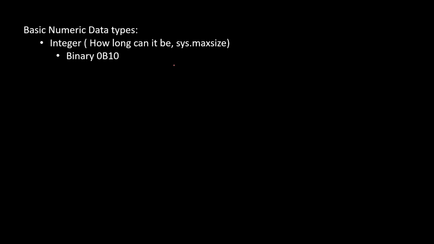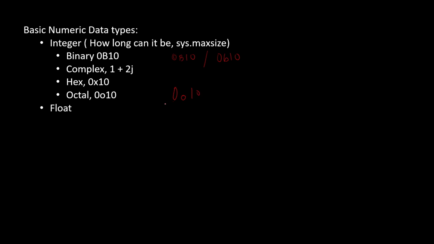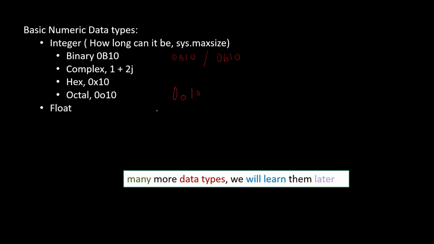We can declare an integer in the form of a binary number, which is written like 0 and then a capital B and 10, or even a small b and 10. Next is complex, which is 1 plus 2 iota, in the format 2j. Next is hex, which we represent by 0x and the number. And we can declare an octal number by 0, then a small o, and then 10, which is an octal number. We declare float just as it is. There are many more data types, and we'll learn each of them as they come up in other videos.